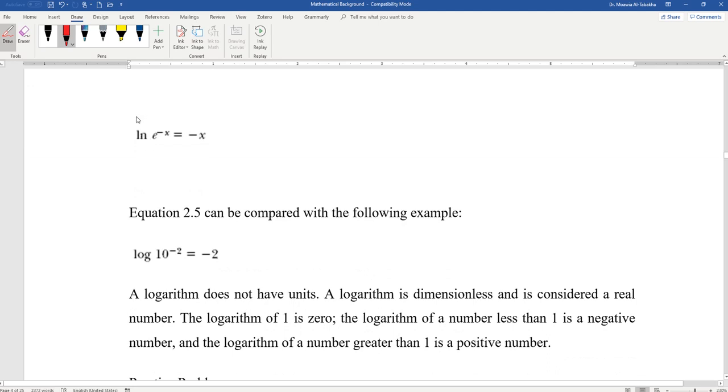Okay, this is ln. Ln is the natural logarithm. If you take ln e, e is the base of the natural logarithm, as I said previously, 2.718. So if I say ln e, شو راح يكون? Equal to 1. ليش? Why? Because e to the power of 1 will be equal to e. طيب, here I have ln e to the power of minus x. How do I write it?